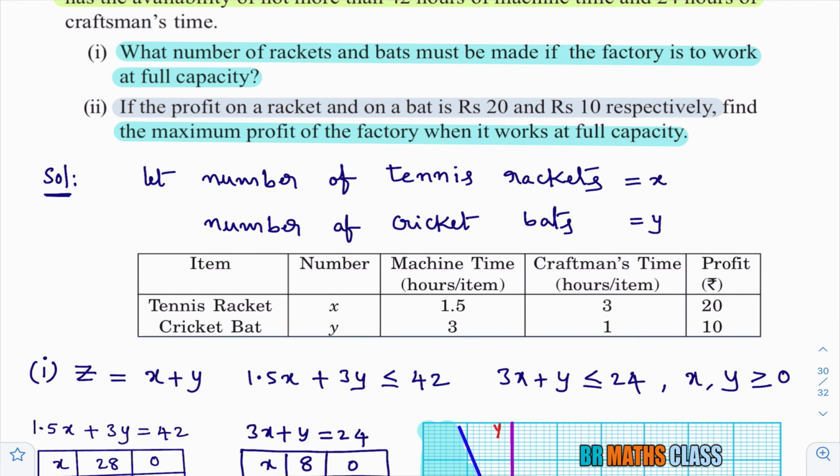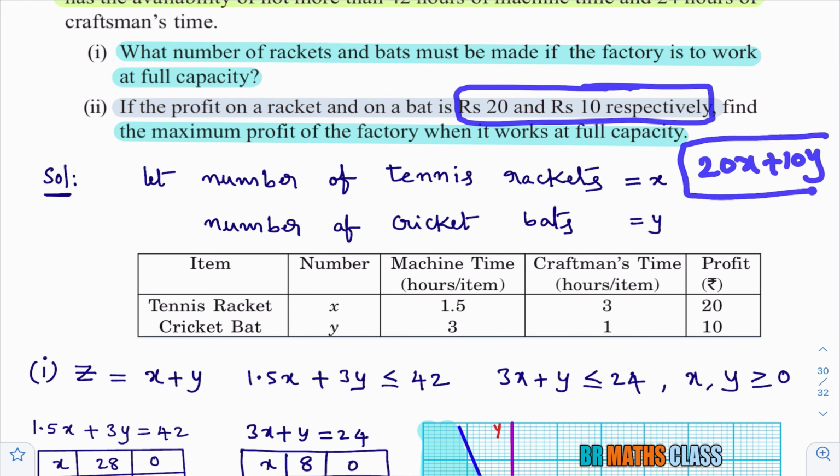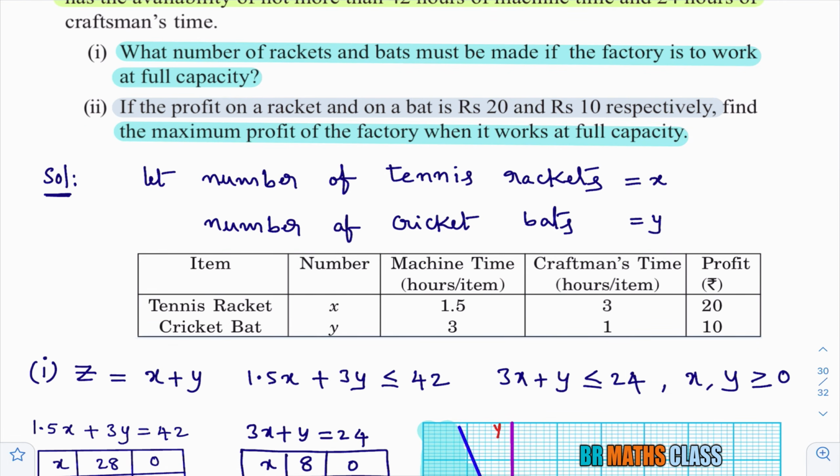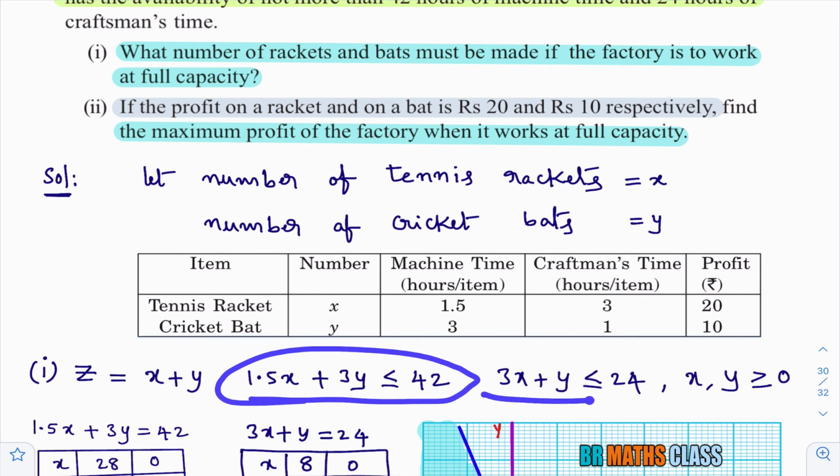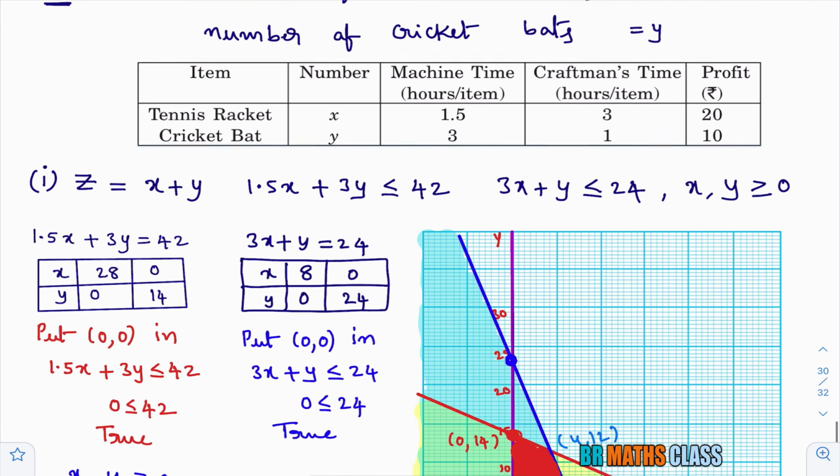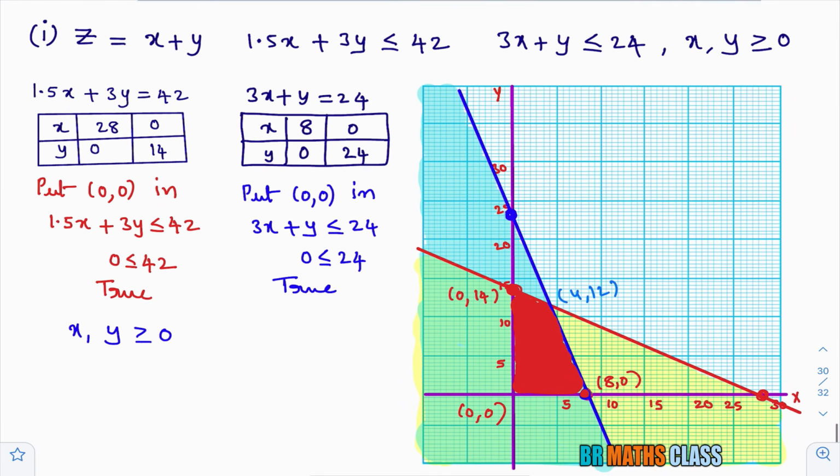20x plus 10y. Suppose he sells 1 tennis racket and 2 cricket bats. What is the profit he will get? 1 into 20 plus 2 into 10. Correct? So if we want to calculate profit, what is the objective function here? Profit. What is the profit? 20 into x plus 10 into y. This is the objective function for the second bit. And the conditions are as usual, the constraints are as usual. So this graph is similar for the second bit also.